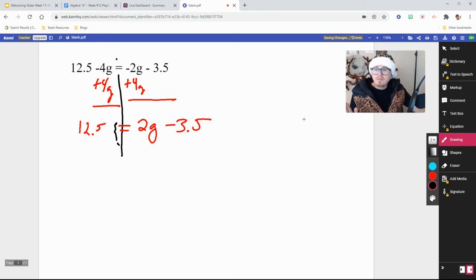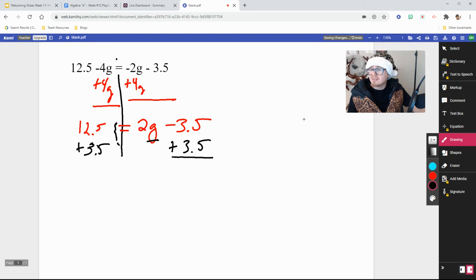So 12.5 equals 2G minus 3.5. We have to isolate the variable. We want to get the G by itself. And just because this has decimals doesn't mean it's treated any different. So we have to undo subtraction via addition, and we're adding 3.5.